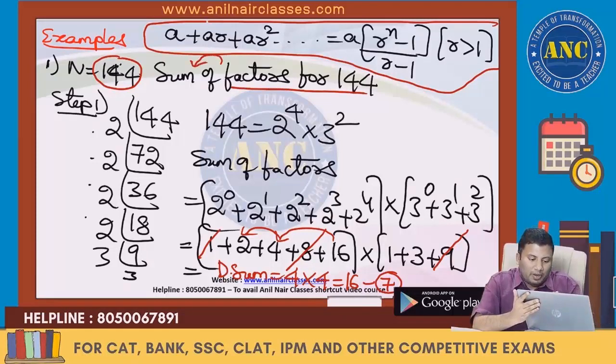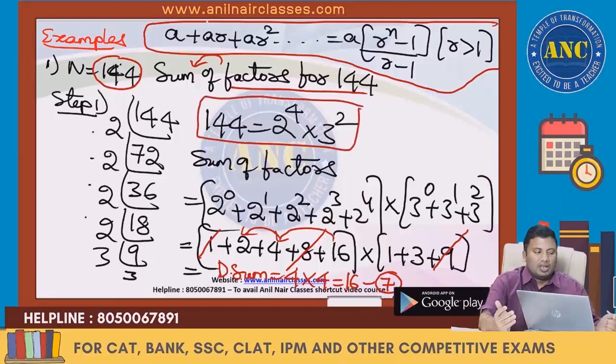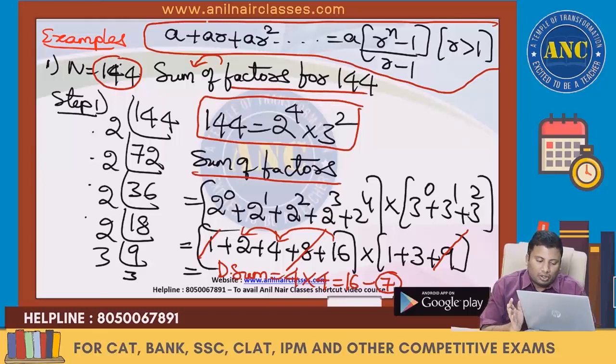What is step number 1? Write the number as a power of prime bases. 144 is 2 power 4 into 3 square. Sum of the factors: from 0 to 4 you have to write. 2 power 0, 2 power 1, 2 square, 2 cube, 2 power 4. 3 power 0, 3 power 1, 3 power 2.